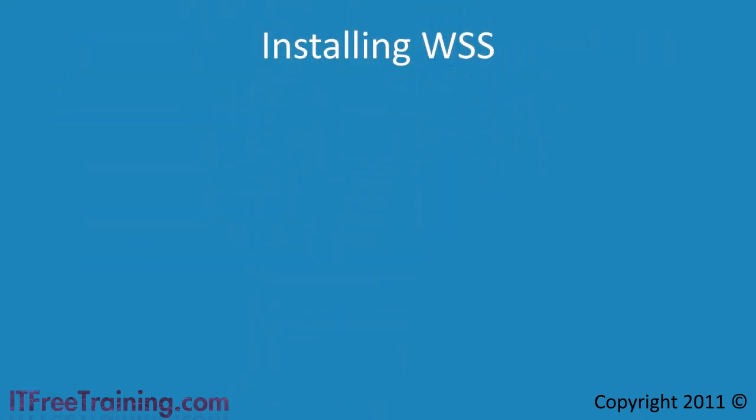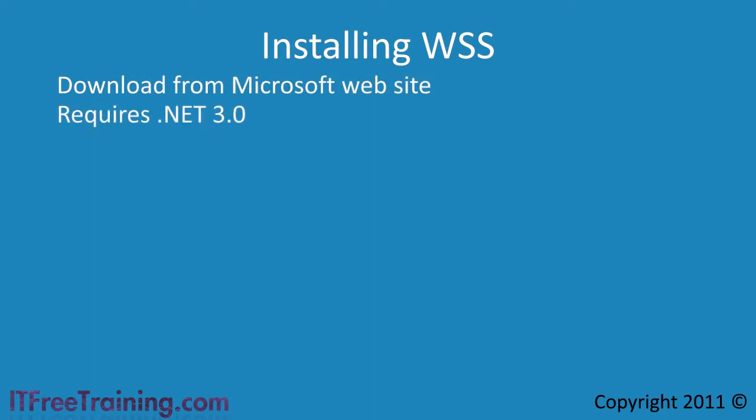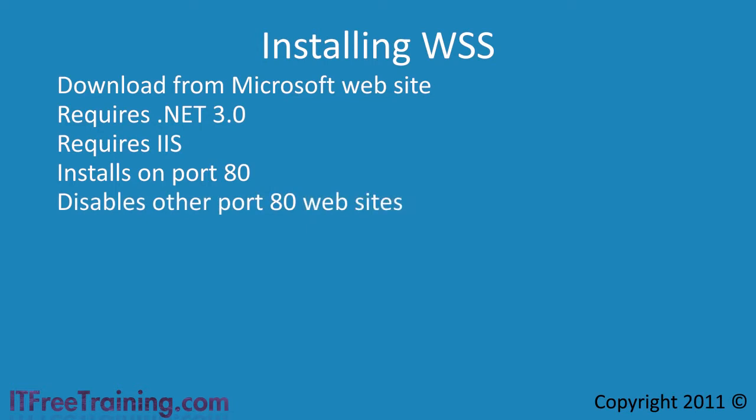WSS does not come with Windows Server 2008 and must be downloaded from the Microsoft website. It requires .NET 3.0 framework and IIS to run. Once WSS is installed and set up, it will run on port 80. If you have another website running on port 80, WSS will disable it. Keep this in mind before installing WSS.